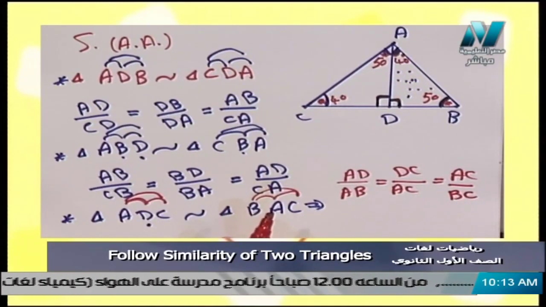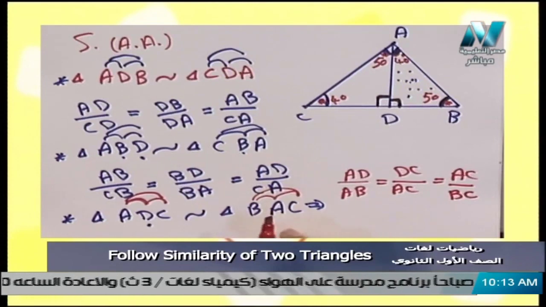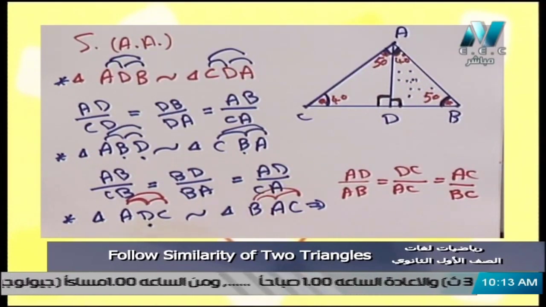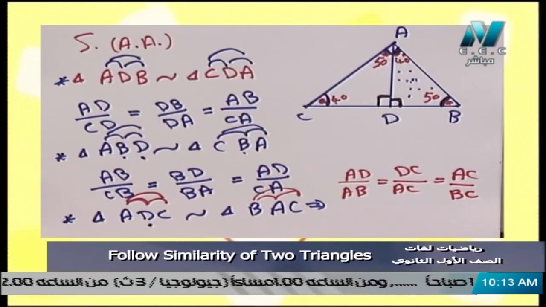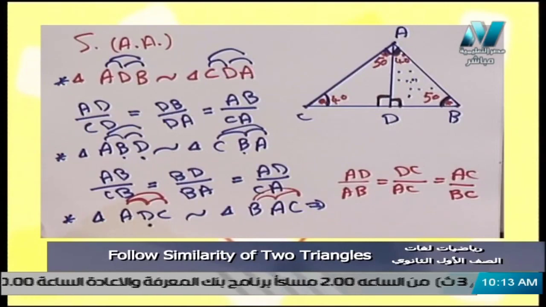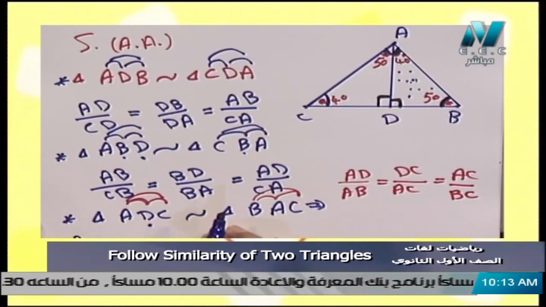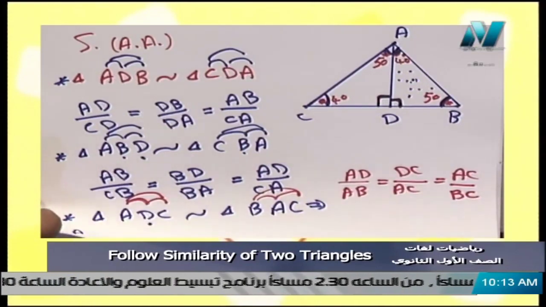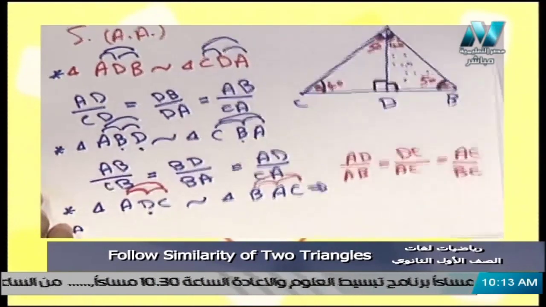So from these triangles we can deduce easily that AB power 2, we can use another paper to complete.